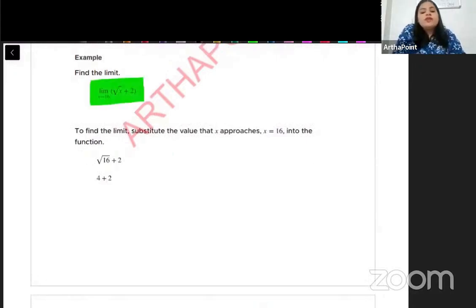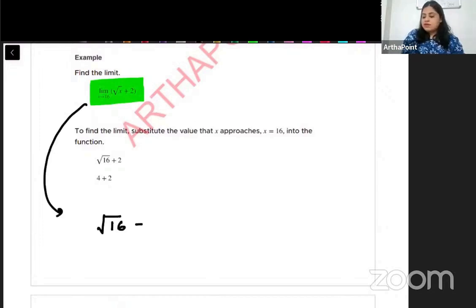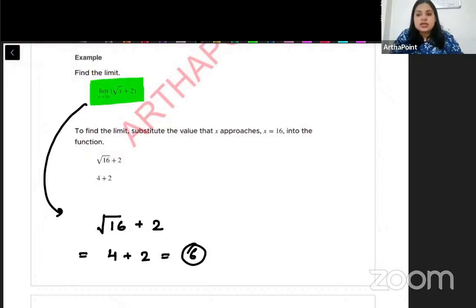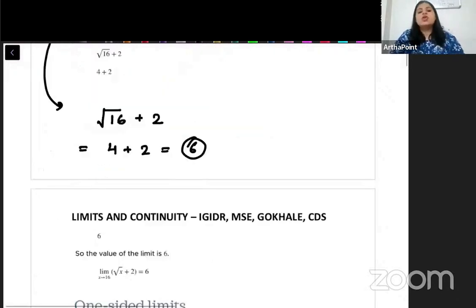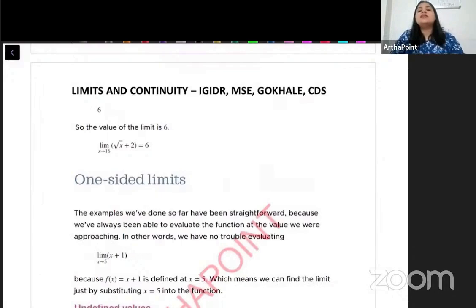So in order to find the limit of the function in the simplest format we are currently using, we will just put x equal to 16. So in this function, when we put x equal to 16, we will get the answer as 6. So we can say that the value of the limit is 6. This is what we can do.